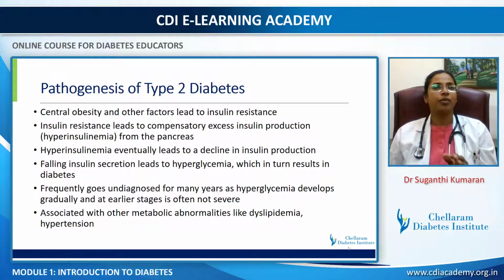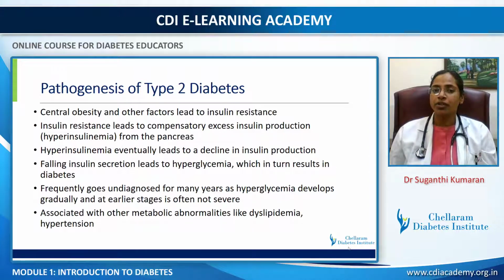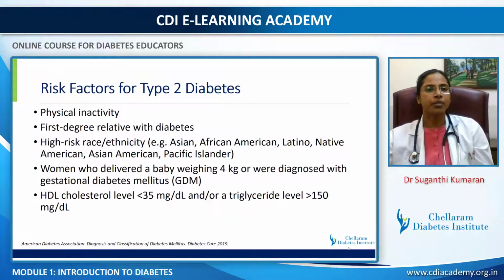Frequently, this kind of type 2 diabetes goes unnoticed for several years in spite of the hyperglycemia. Then slowly it worsens, and at the earliest stage, even though it is not severe, since it's not detected, it continues to work on different body organs and starts showing its effect there. And this is usually associated with other metabolic abnormalities like dyslipidemia and hypertension.